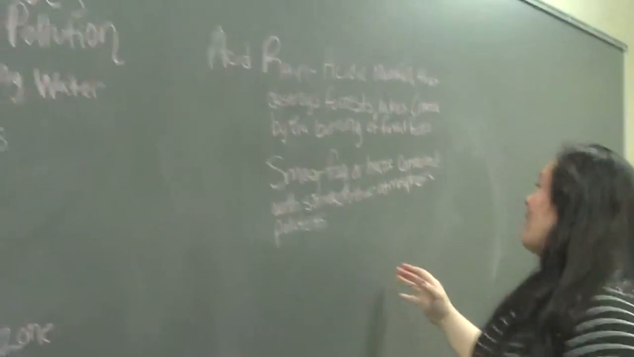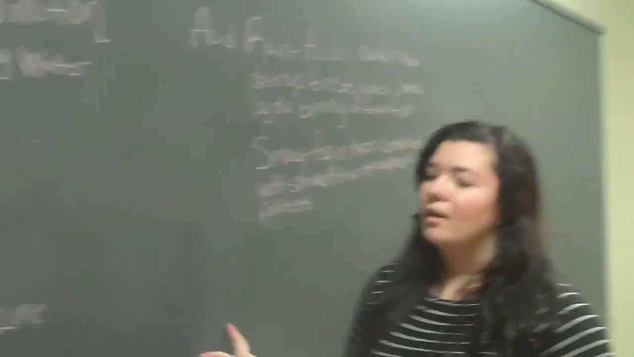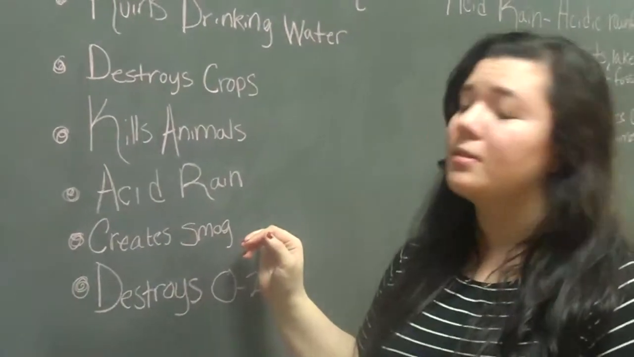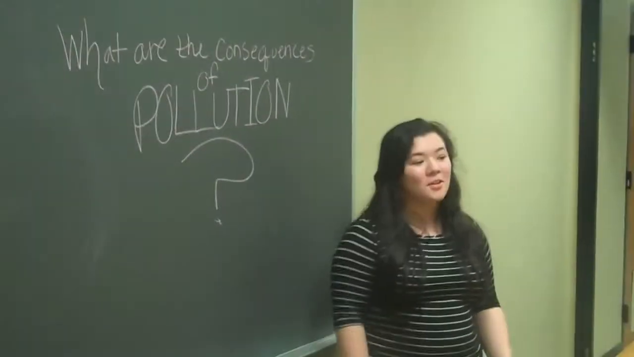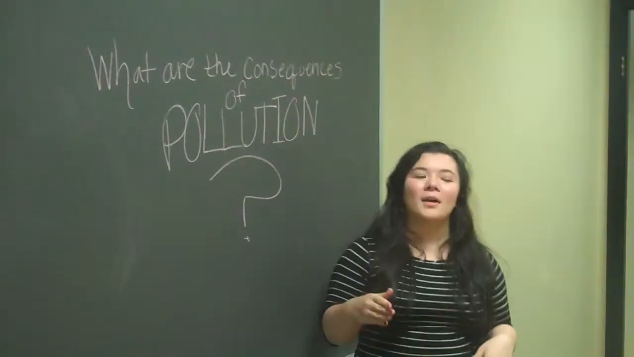Smog is a fog or haze combined with smoke and other atmospheric pollutants, which, especially after burning our fossil fuels, destroys us. Now that you're a little bit more educated on the subject and you have a background, who wants to tell me what the consequences of pollution are? Mandy? It ruins drinking water, it kills animals, it destroys crops, it causes acid rain, it destroys the ozone, and it creates smog. Very good.